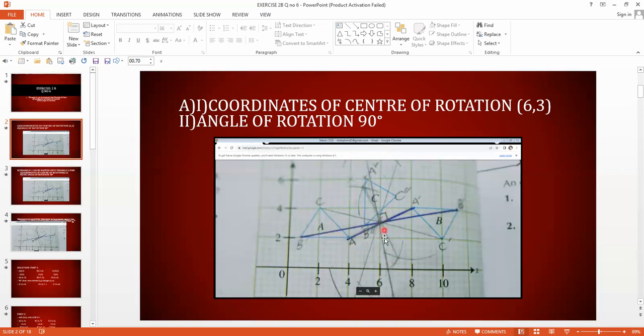Okay. Again, look at this perpendicular bisector; it bisects A and A prime at this point. Here on the x-axis it is 6 and on the y-axis it is 3. Now look at the line B to B prime. Okay. Look at this long line B to B prime.